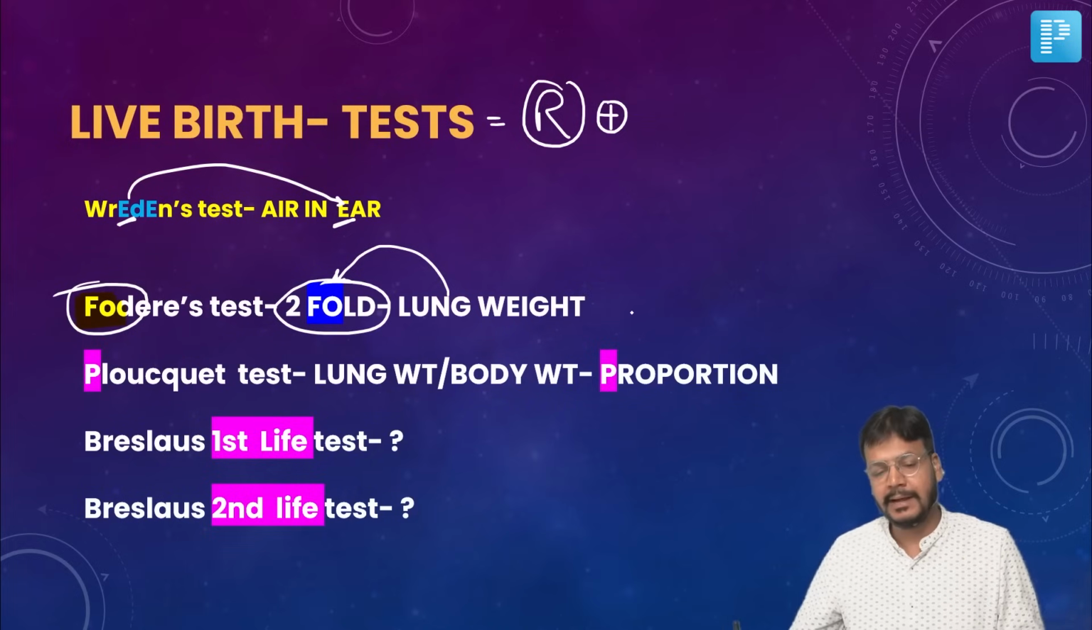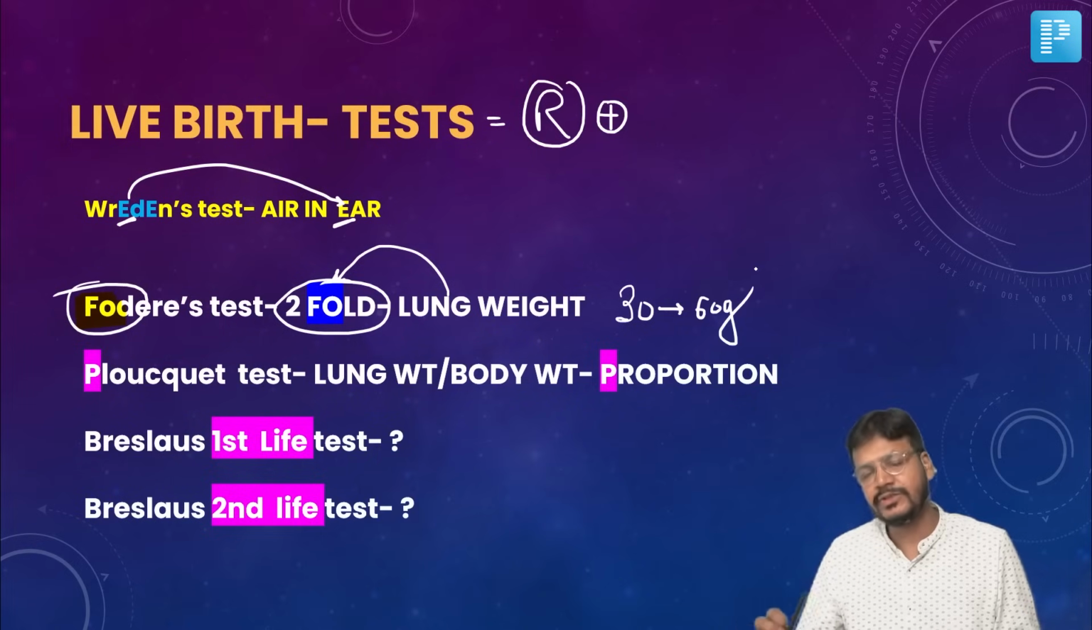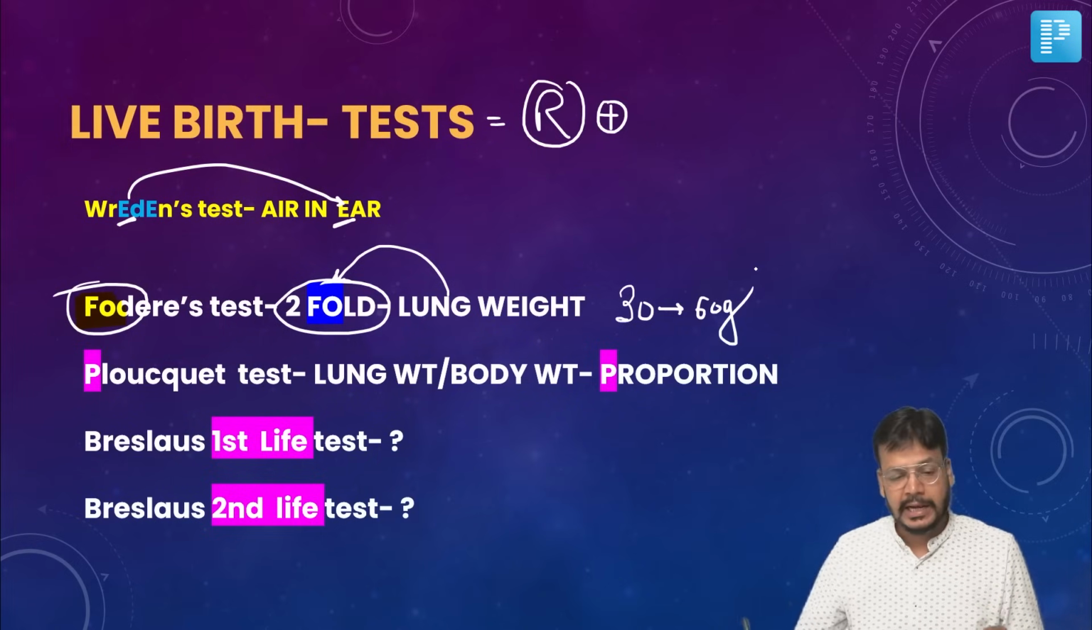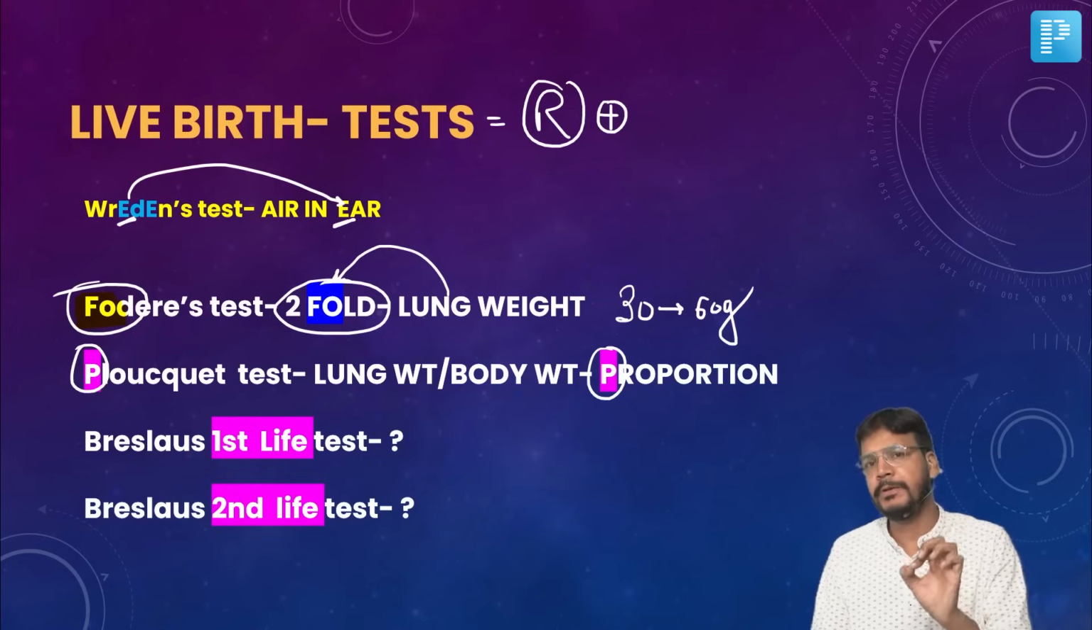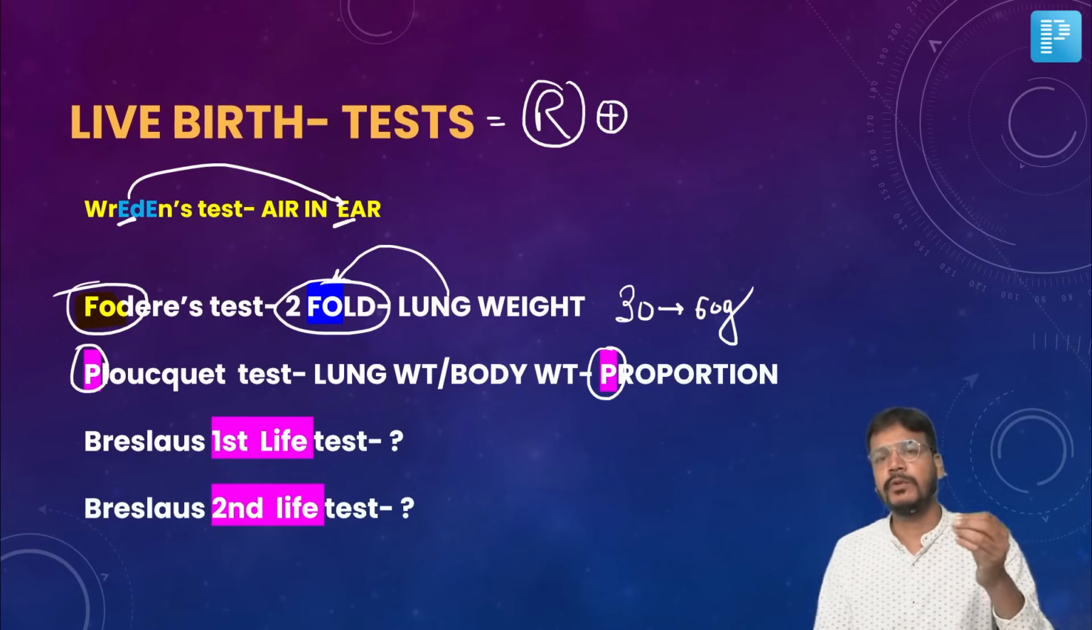From 30 grams, it has become 60 grams. This is the Fodre test. Lung weight and body weight proportion. P for proportion, P for Plock weight test. Lung weight और body weight का proportion 1/70 से 1/35 हो जाएगा.